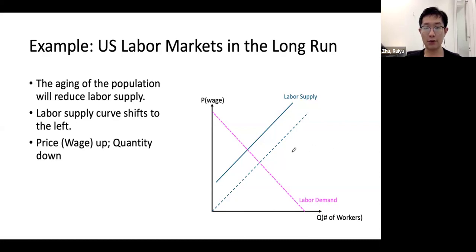In the end, we will see the price going up and quantity going down, because we are going from the initial equilibrium to this new equilibrium. So we'll see an increase in price and a decrease in quantity. That means the wage will go up and there will be fewer people working, right?